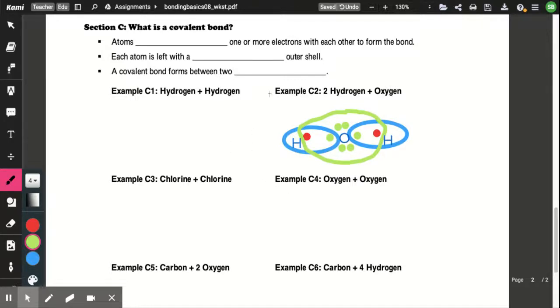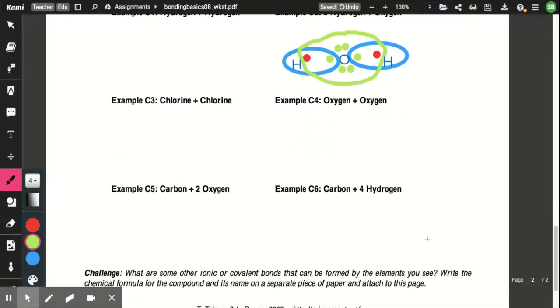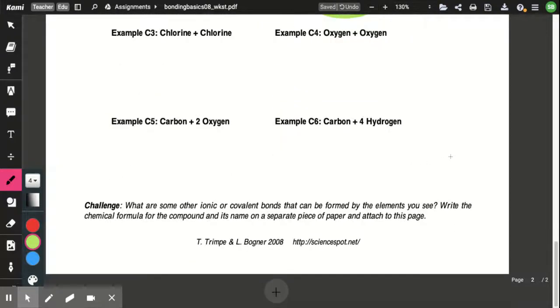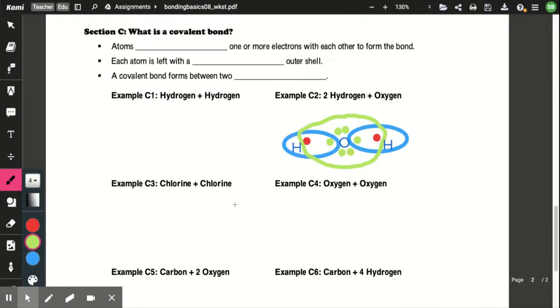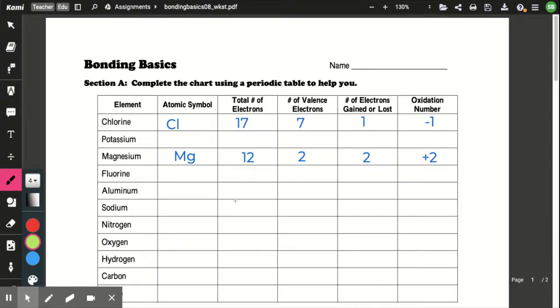For the covalent bonds, it's going to tell you if you need more than 1 atom of something, like down here with carbon, you're going to have 4 hydrogens. So the carbon would go in the center, the hydrogens would surround it. And then you do have a challenge question down here if you'd like to try it. So this is what we're looking at for the assignment today.